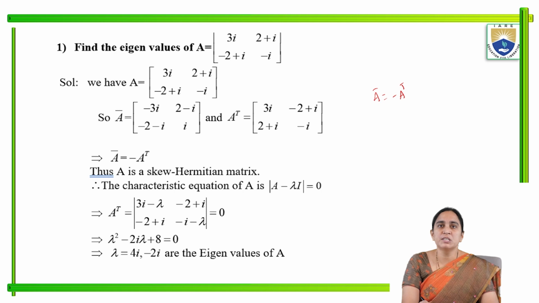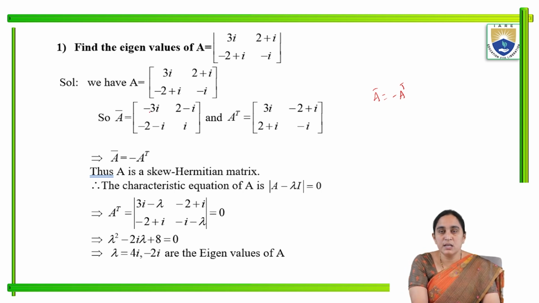What is A bar? That is the conjugate of the given matrix. A bar is equal to [minus 3i, 2 minus i; minus 2 minus i, i]. That means for each complex number we take the conjugate: plus becomes minus, and minus i becomes plus i. This is the conjugate, A bar. Now, what about A transpose? A transpose is equal to [3i, minus 2 plus i; 2 plus i, minus i].